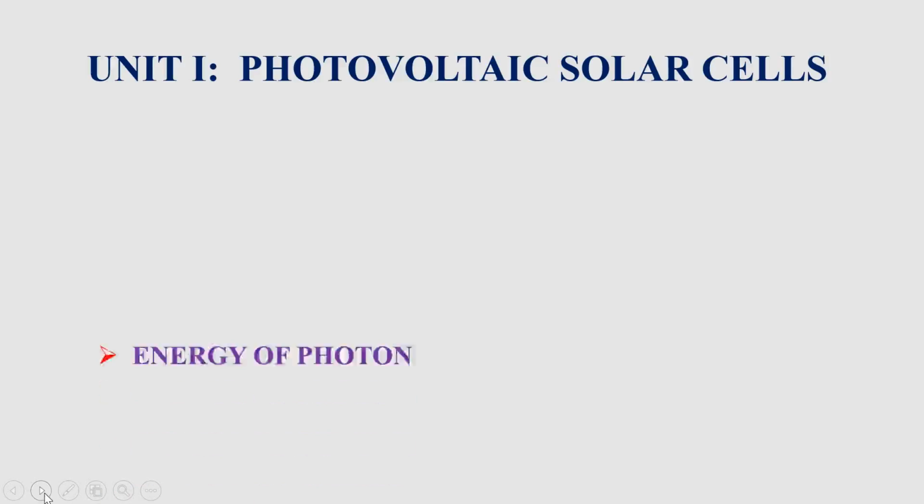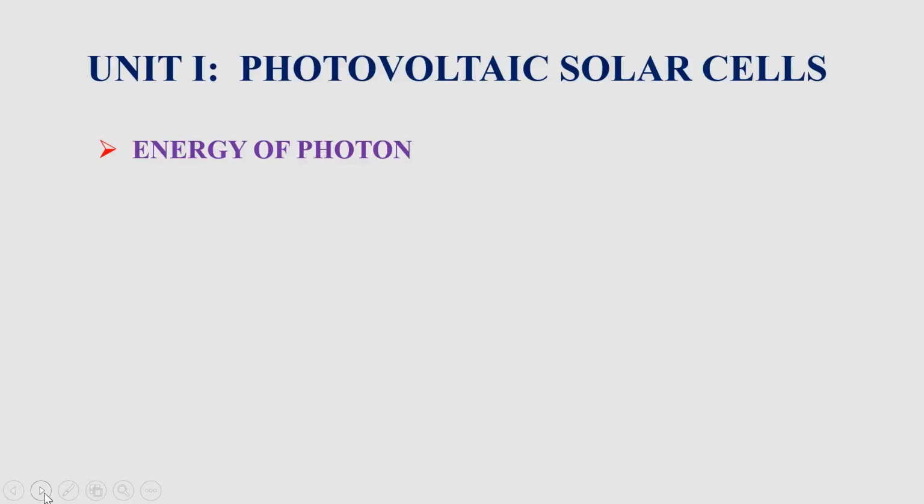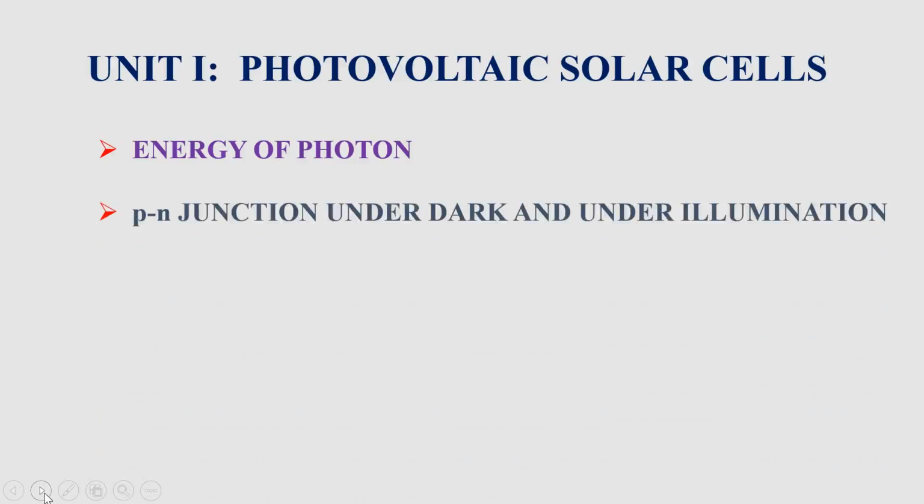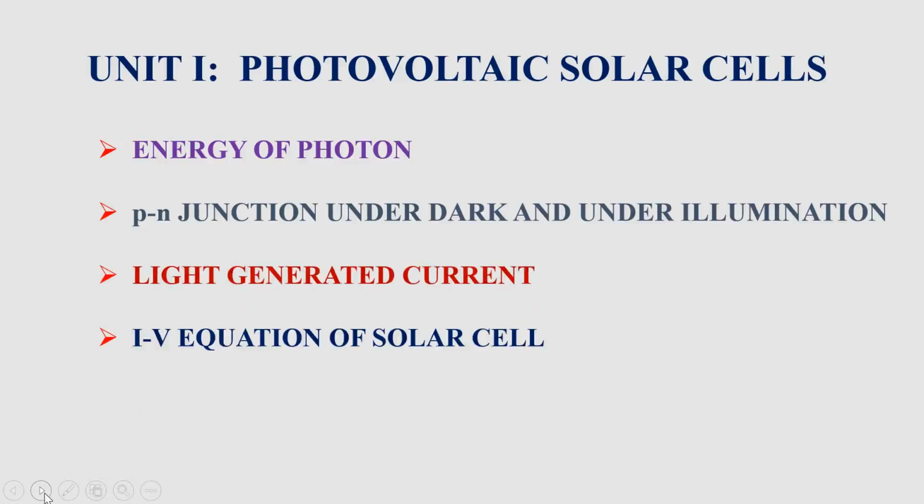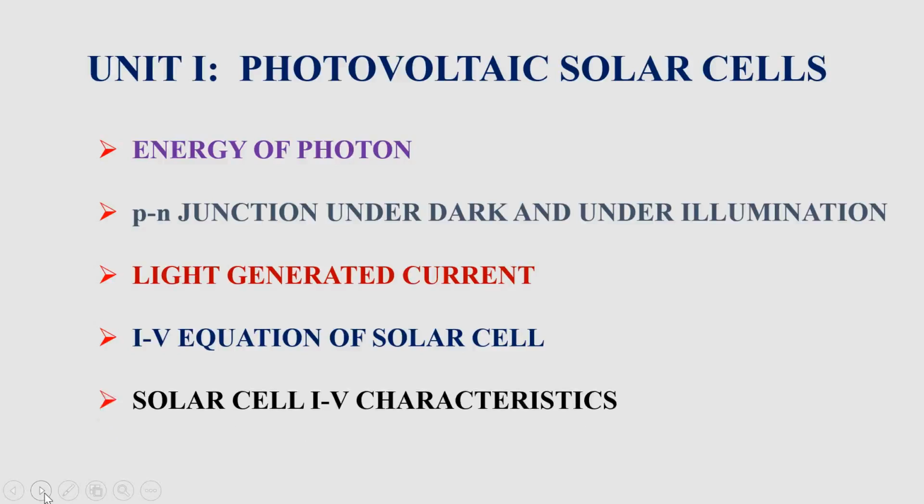In this video, we first cover the energy of photons. Next point, we cover the PN junction under dark and under illumination. Next point, light generated current, another point is the IV equation of solar cells, and the last point we cover in this video is the solar cell IV characteristics. Now first, let us discuss the energy of a photon.